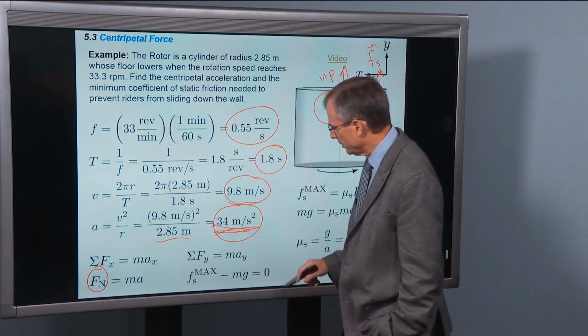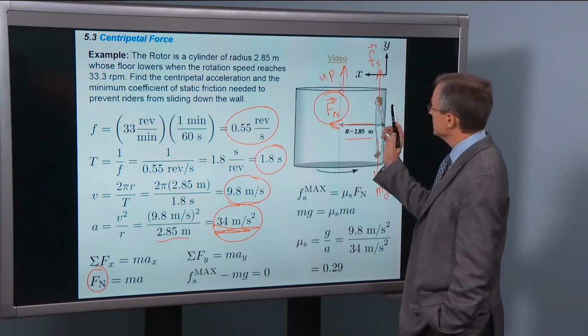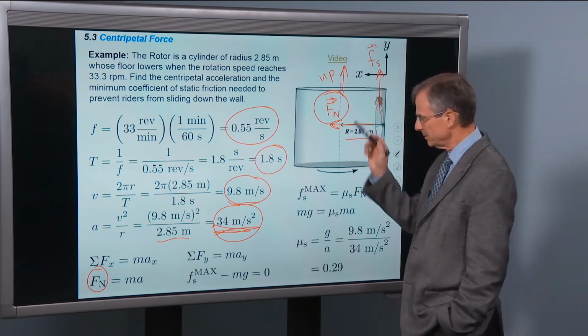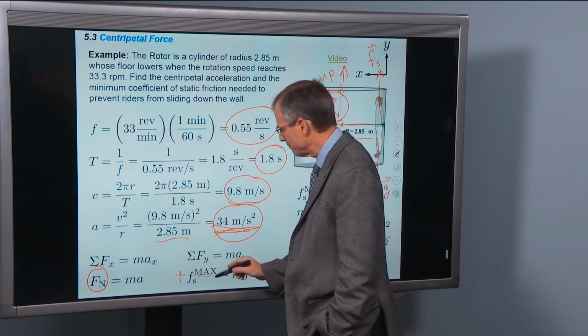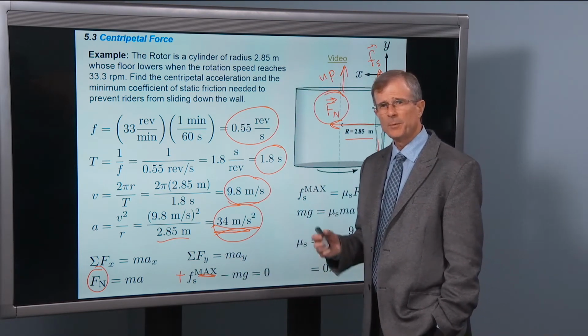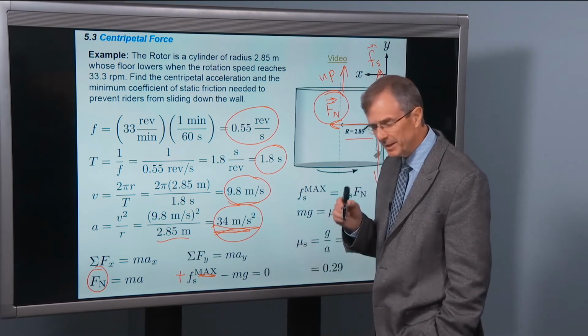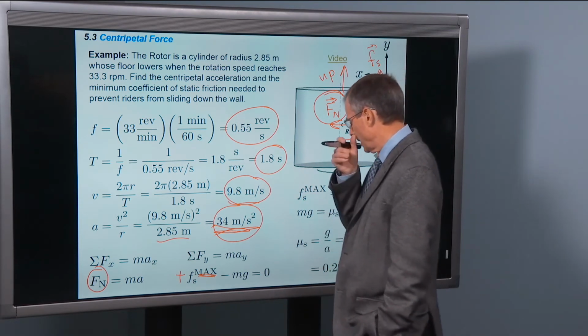What about the vertical direction? Well, there's a static friction force that points up, so it's in the plus y direction. And we're interested in the maximum possible static friction force, because that will give us the minimum coefficient of friction enabling him to not slide down that wall.